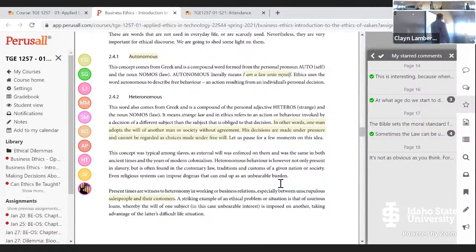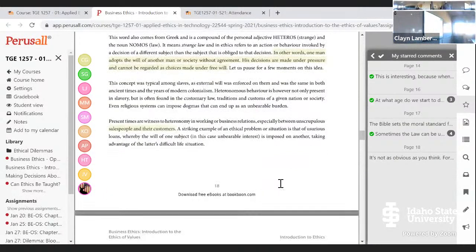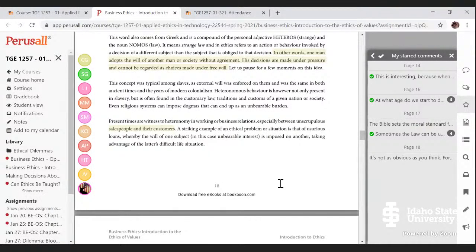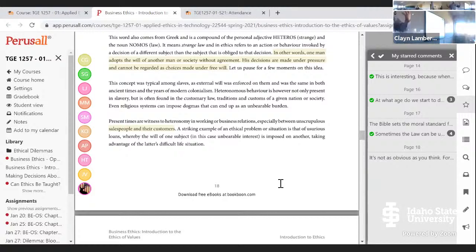Okay, so just really quickly at the end, what is heteronymous? If autonomous is the law of self, heteronymous is the law of the other. The law of God. It's this idea of theology, that there are certain divine laws that supersede the laws of man or the law of self.